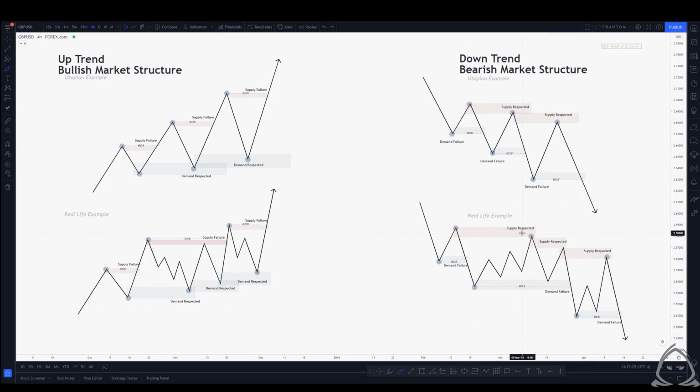Now we'll look at the real life example just to add a little bit more context, because of course the textbook example does not translate well to a price chart. So what we can see is, again, we create this lower low and a lower high on the correction. We have our demand zone. Price breaks to the downside. We create that lower low. We've seen a demand zone failure.